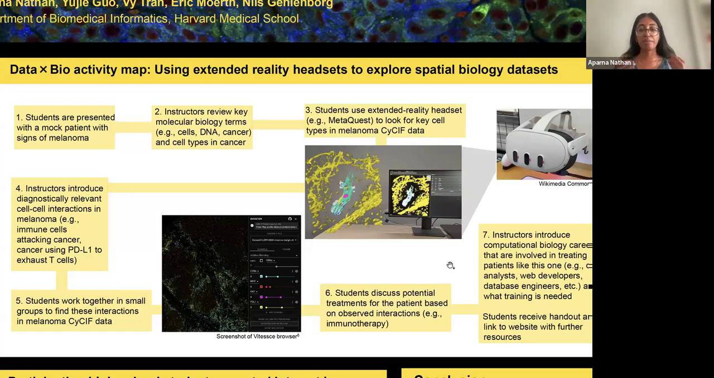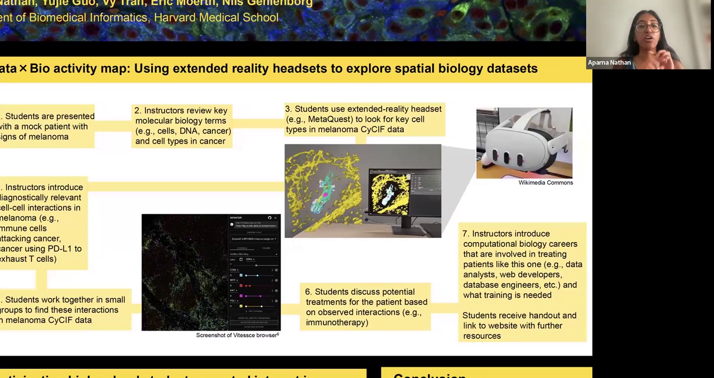Then the instructors took a step back to actually point out all the ways in which computational biology careers would be involved in diagnosing and treating a patient like this. People like data analysts, web developers to build browsers, database engineers at hospitals to collect and store clinical data.